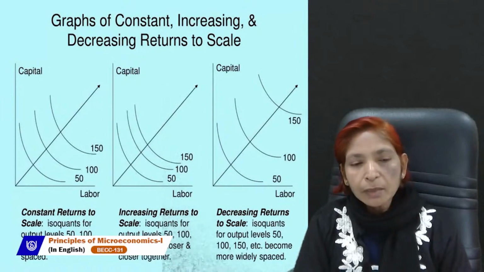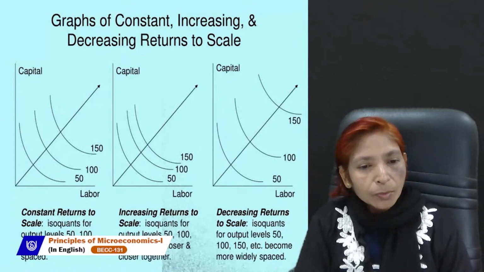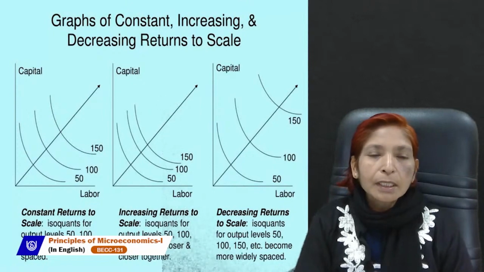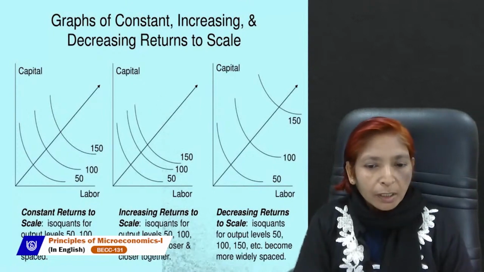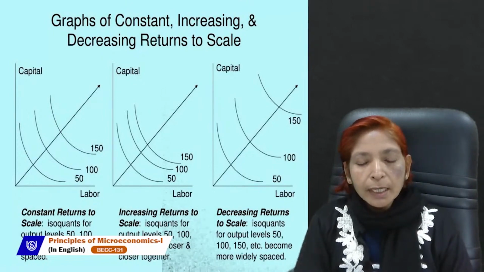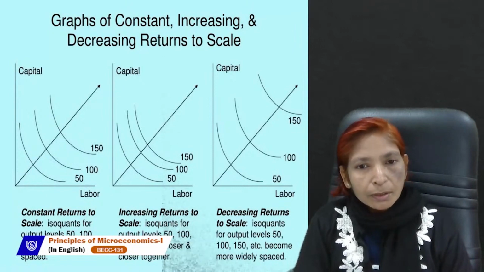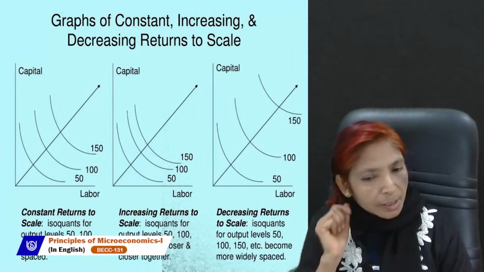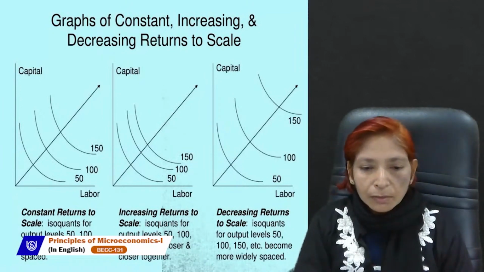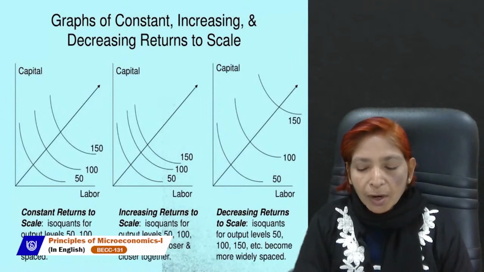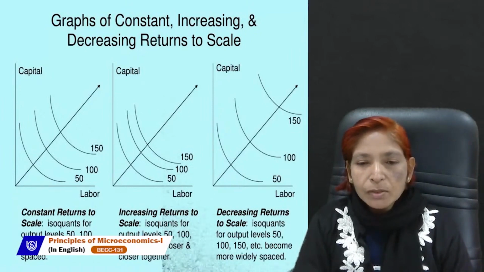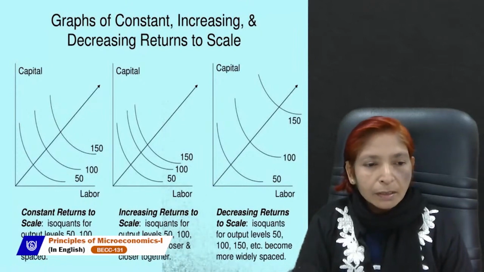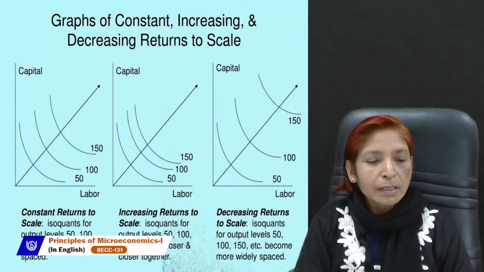If we use 10% input and get 20% output, that will be called increasing returns to scale. If we use 10% input and get 5% output, then it will be called decreasing returns to scale. So in case of decreasing returns, the gap between isoquant curves will be larger or greater. So here the units of output is not the difference between these.